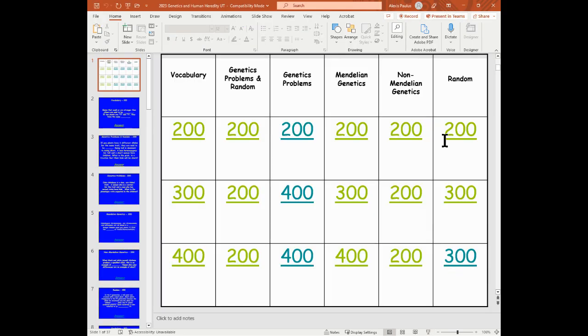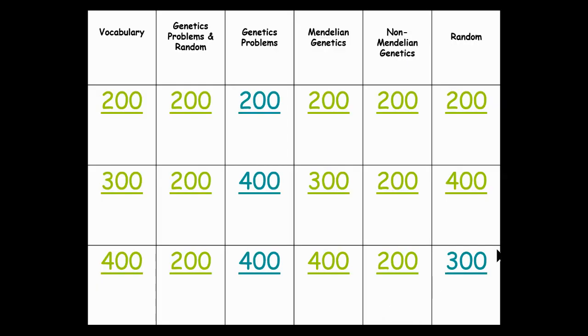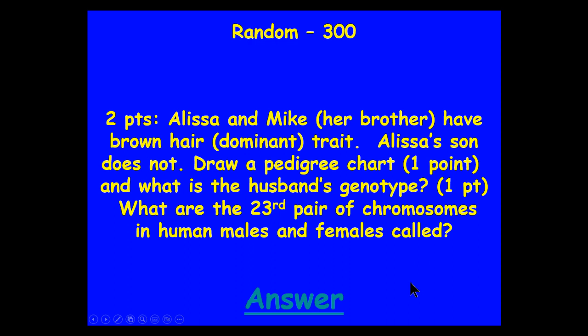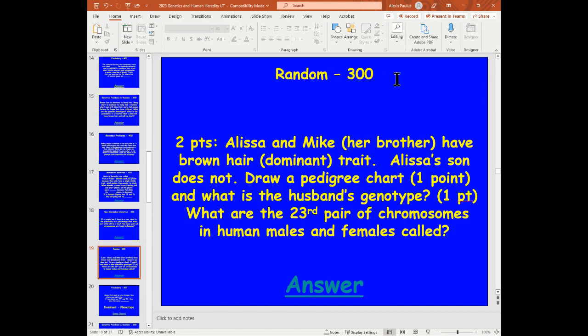Okay. This one I need to change as well. All right, here we go. All right, Alyssa and Mike, her brother, have brown hair, which is a dominant trait. Alyssa's son does not. Actually, I don't think you have a pedigree on. No, we're not going to do this one. I think this link is broken, actually.